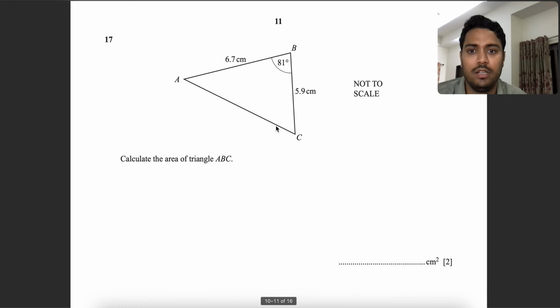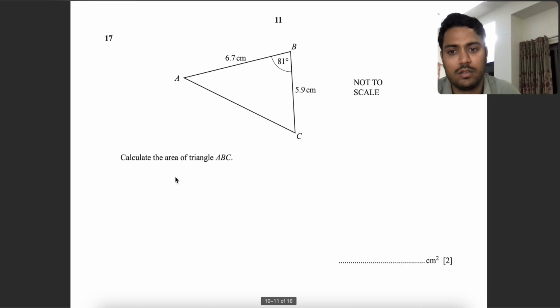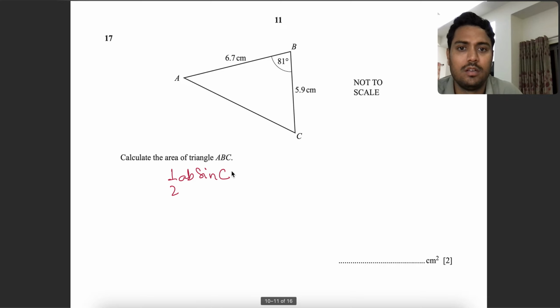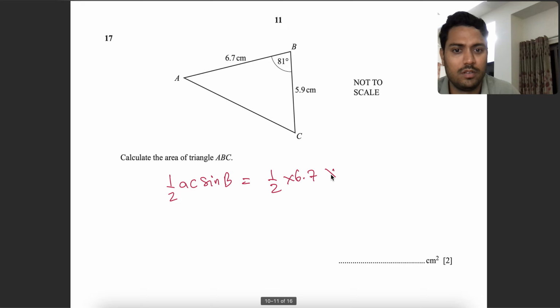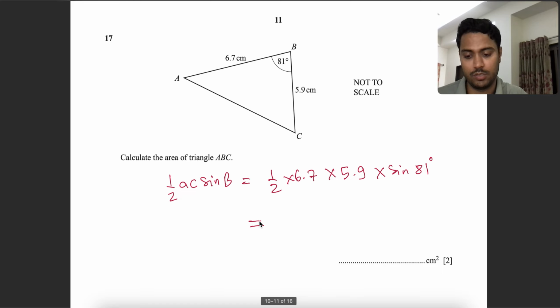Let's move on to question number 17. It says calculate the area of triangle ABC. It's a non-right angle triangle. So area of triangle formula will be half AB sine C, and in this case if you want to write, the formula will be half AC sine B. So half into 6.7 into 5.9 into sine 81 degrees. So that is going to be 0.5 multiplied by 6.7 multiplied by 5.9 multiplied by sine 81 degrees, and the answer is 19.52. So 19.52 centimeter square, that will be the area of this non-right angle triangle.